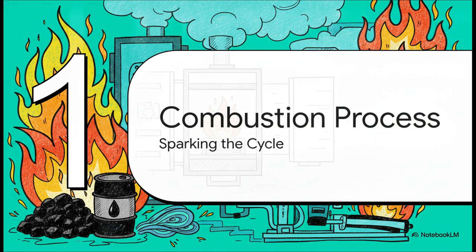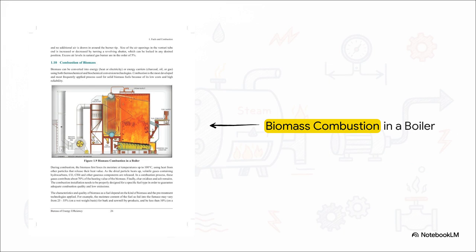All right, part one, the combustion process, sparking the cycle. This right here is the very first stage of our journey, converting raw fuel into usable heat. When biomass fuel enters the furnace, the absolute first thing it does is lose its moisture at around 100 degrees Celsius. Once it's dried out, it continues to heat up and starts releasing these volatile gases. We're talking hydrocarbons, carbon monoxide, methane.